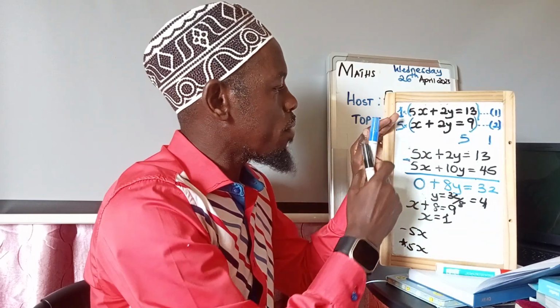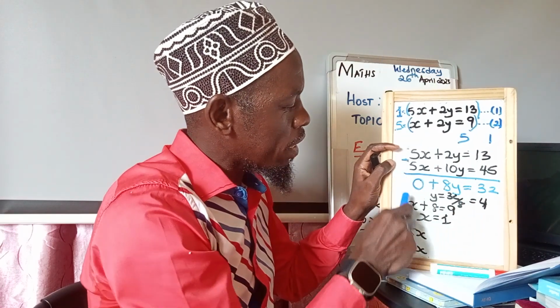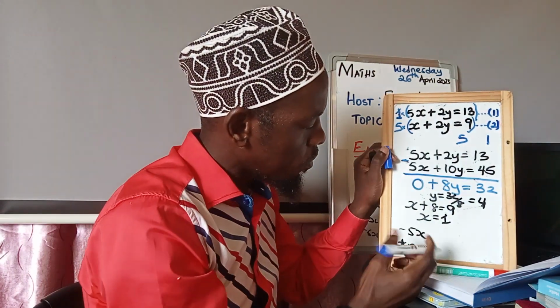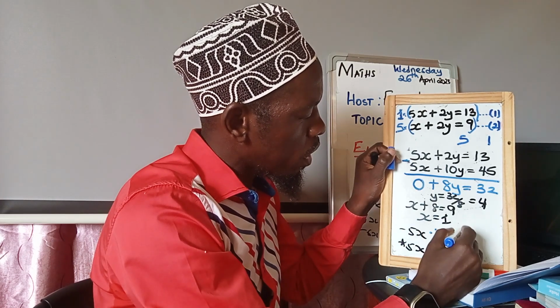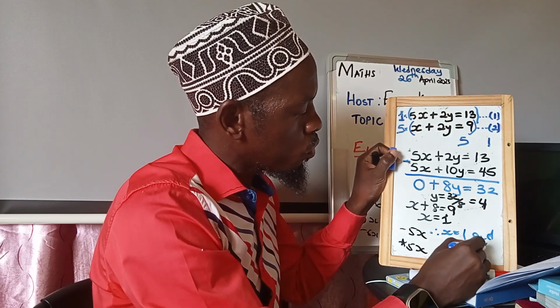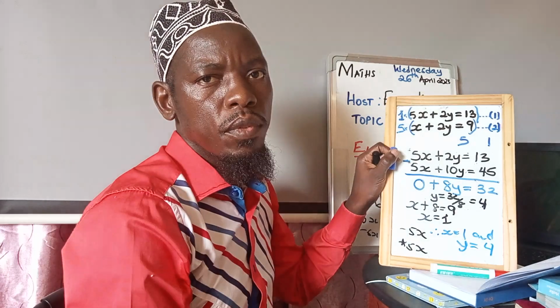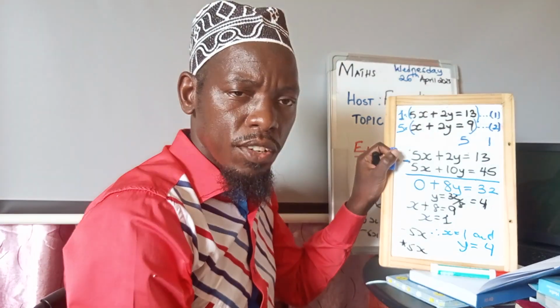Don't forget our mathematical symbol we talked about: after I've finished solving my simultaneous equations, I'll say that therefore my x is equal to 1 and y is equal to 4. So basically that is the elimination method.